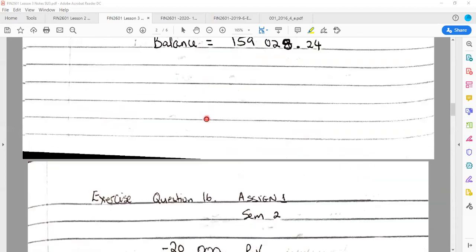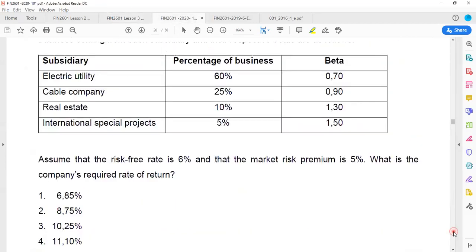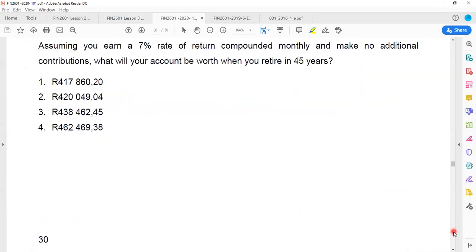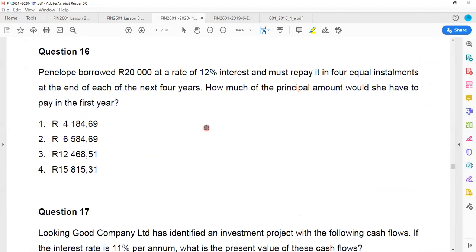Let's look at another example. Question 16, assignment 1, semester 2. I want you to put the recording on pause, give this question a try, and then after a few minutes, when you've got it, put the recording on continue, and then we'll check what you have against what I have, just to see if you were able to get the answer.